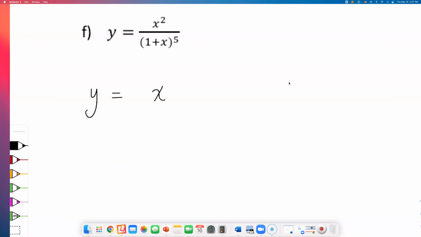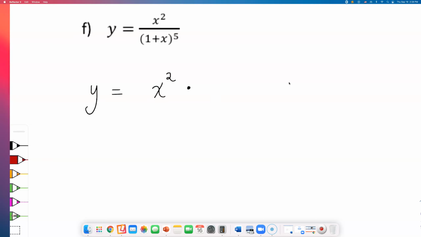I can rewrite this as x squared times 1 plus x to the what power? Negative 5th power. This is me being creative because I did 2 problems on quotient rule and I just don't want to do them again. So I rewrote the function as x squared times 1 plus x raised to the negative 5th power.